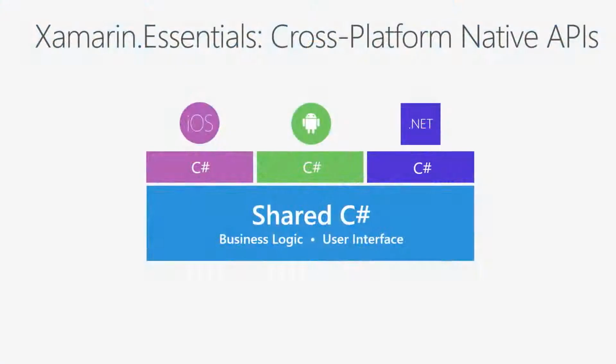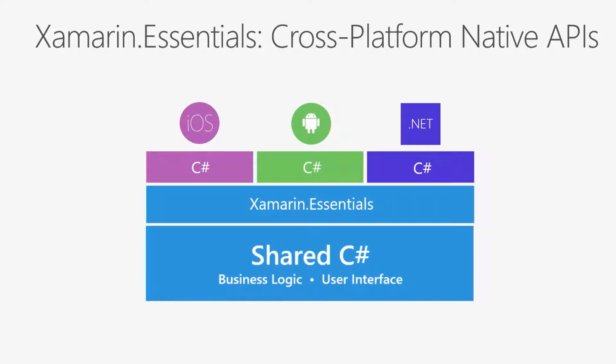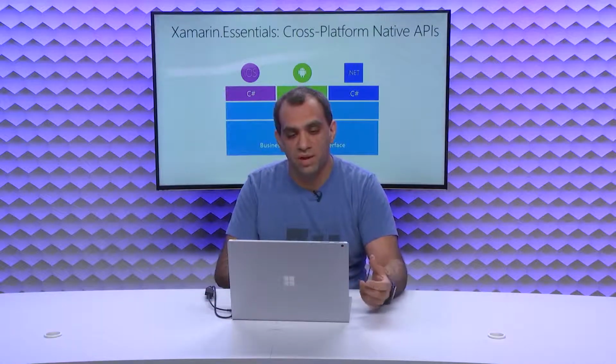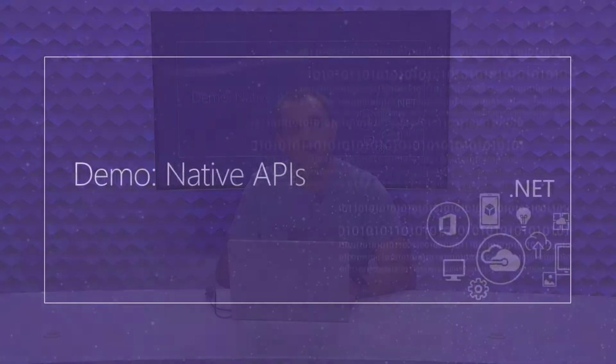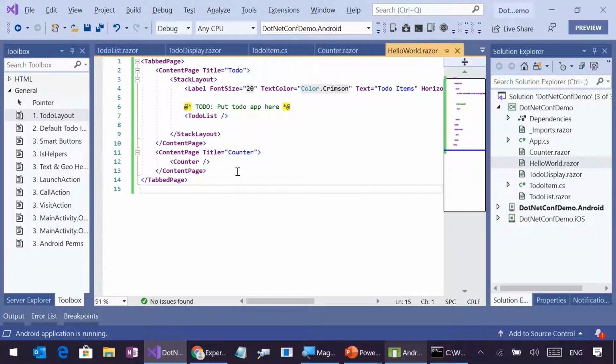So where does that fit into this diagram? Well, it slots right in. So your shared C# code just talks to Xamarin Essentials, and it has really friendly APIs for talking to all those sensors and pieces of functionality that your devices have. So let's see a demo of how to do that and make this from a, well, pretty boring to-do application to something a little bit more interesting.